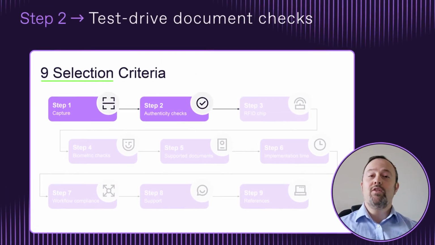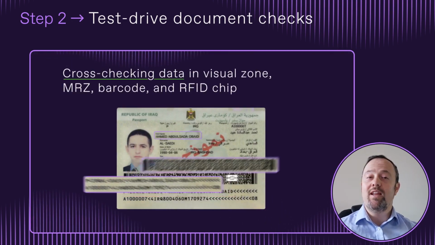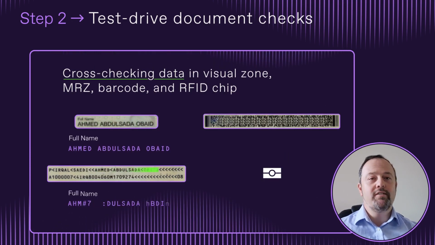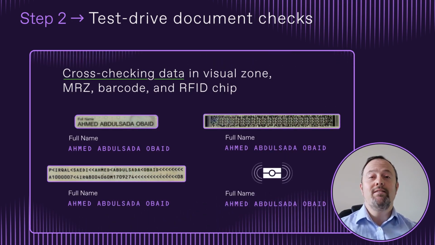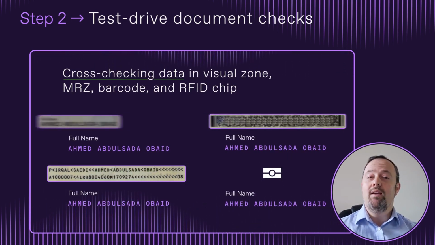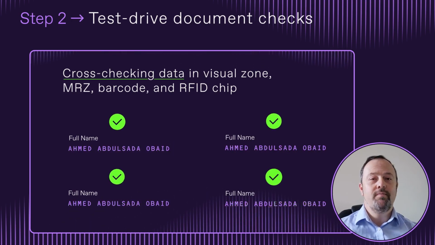Step 2, and this one's a crucial checkpoint. You need to test drive the included document authenticity checks. When it comes to verifying identity documents, you want your solution to be rock solid. Ideally, your IDV solution is a powerhouse that offers checks for both international standards and local quirks. The more checks it runs, the more confident you can be about the verification results.